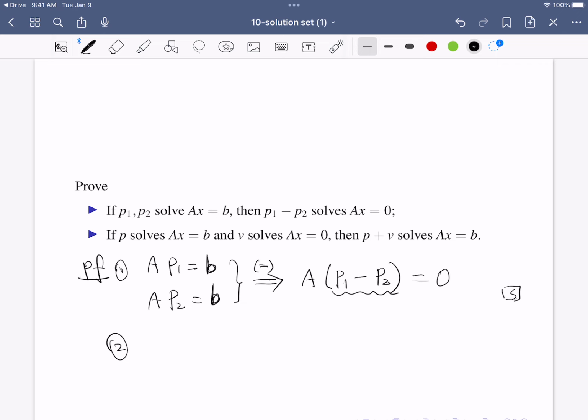Now the second one. The second proposition is very similar, but the argument is opposite. Suppose P is one of the solutions of AX equals B. So P is some particular solution of a non-homogeneous equation, and V is a solution of the homogeneous equation. Then P plus V solves AX equals B.